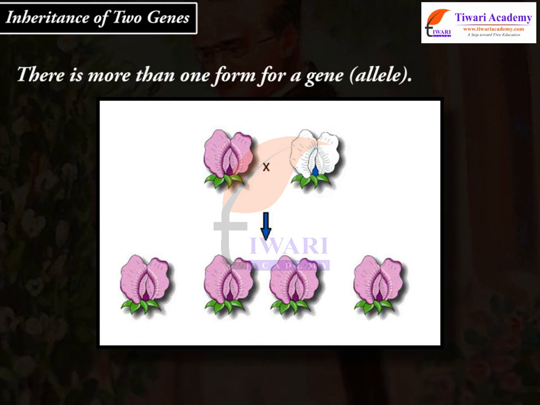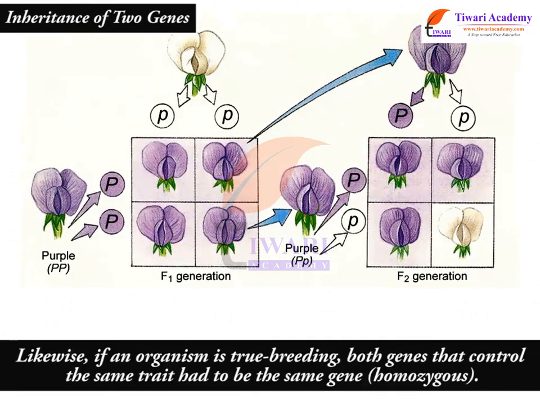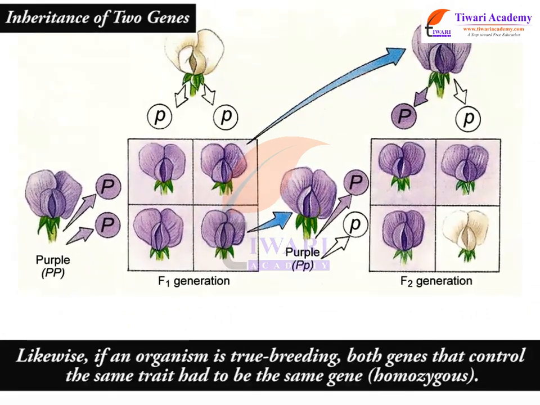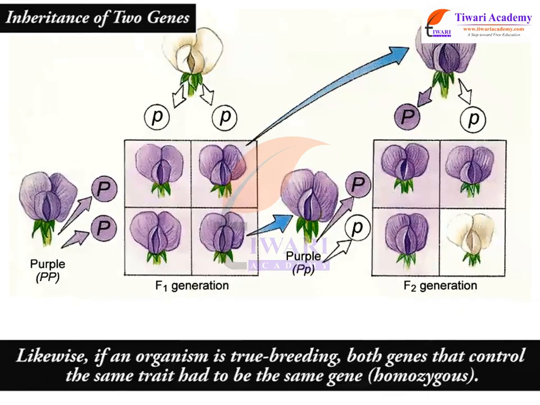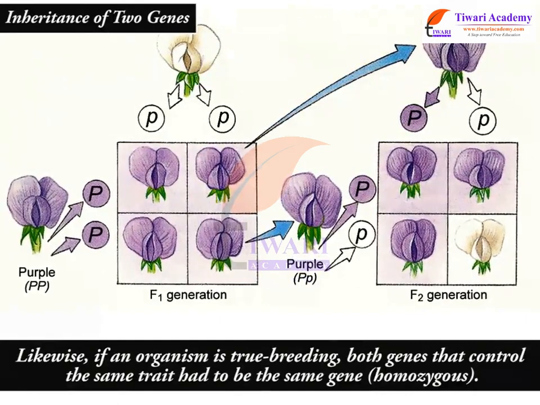In most cases, two genes are needed to express a trait, one from each parent. Likewise, if an organism is true breeding, both genes that control the same trait had to be the same gene: homozygous.